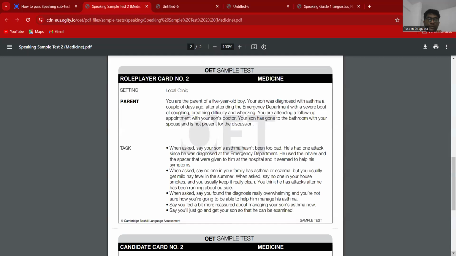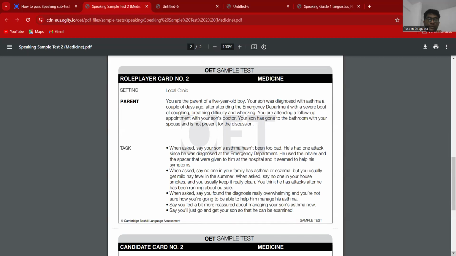Okay. So what we did not do is when you are reading, you will get time to read the card. After you have finished the informal conversation with the interlocutor, you also get time to read the card. When you are reading the card, you can ask the interlocutor questions like, so this is a local clinic. Do I already know the name of the patient? Okay.